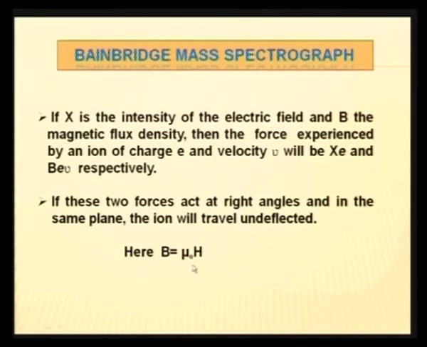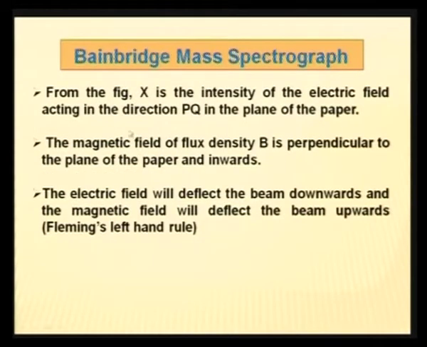Here B is mu naught times H, where mu naught is the permeability. From the figure that I will be showing here, X is the intensity of the electric field acting in the direction PQ in the plane of paper or the computer. The magnetic field or the flux density B is perpendicular to the plane of the paper or an inverse. The electric field will deflect the beam downwards and the magnetic field will deflect the beam upwards.